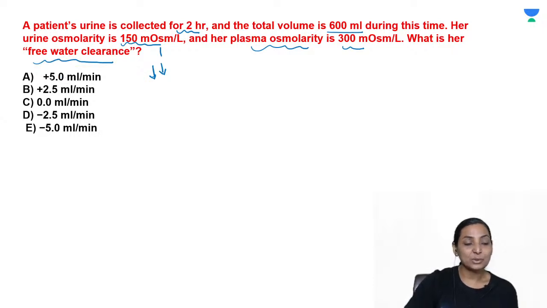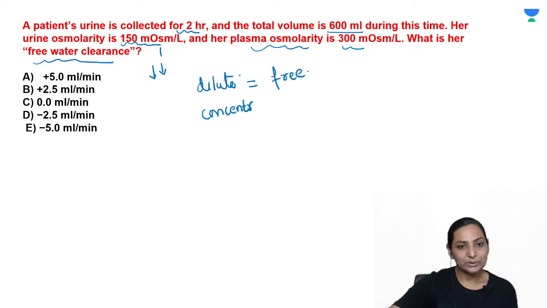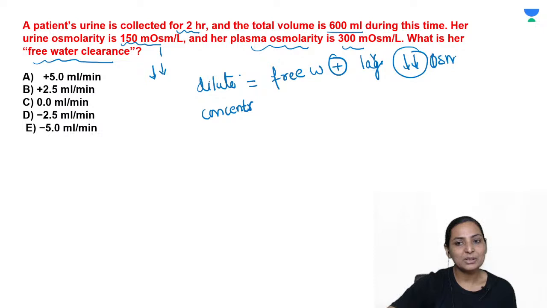Plus 5, plus 2.5, 0, minus 2.5, minus 5, it is in ml per minute. So free water clearance basically helps us to know whether there is formation of a dilute urine or a concentrated urine. If it is a dilute urine, then the free water clearance becomes positive. That means a large volume of dilute urine is passed by the person with a very low osmolarity.